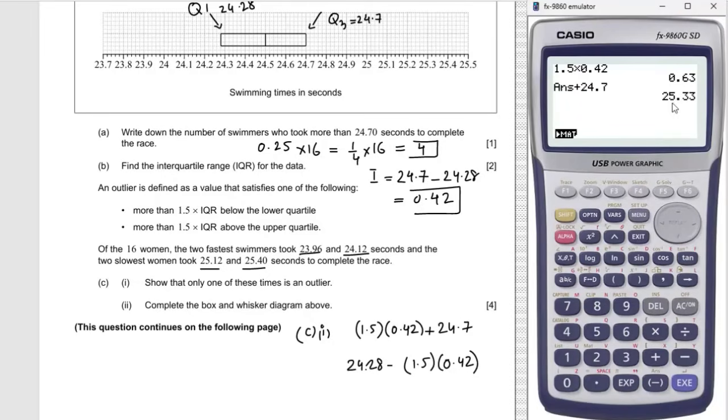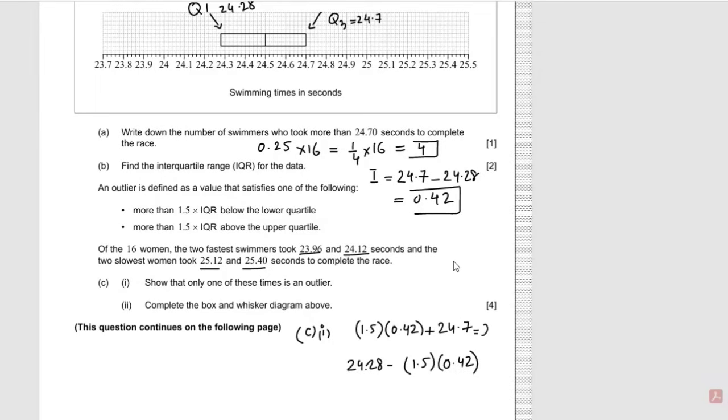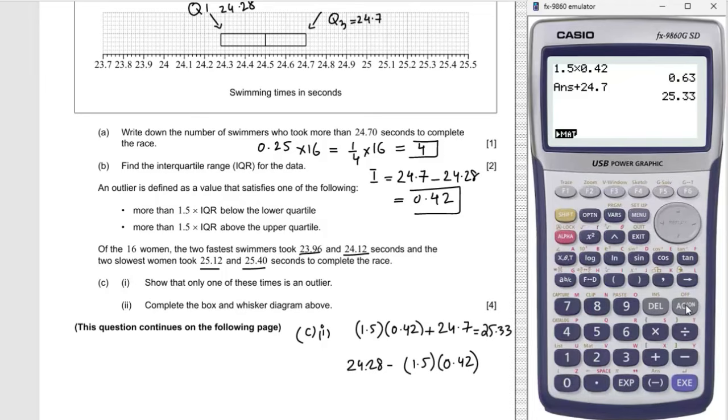24.7 plus that, so I'm getting 25.33 for this value. Okay, and let's see what I get for the next one, 24.28 subtract 1.5 times 0.42. And this is 23.65.